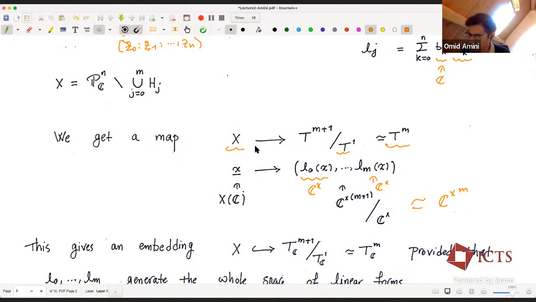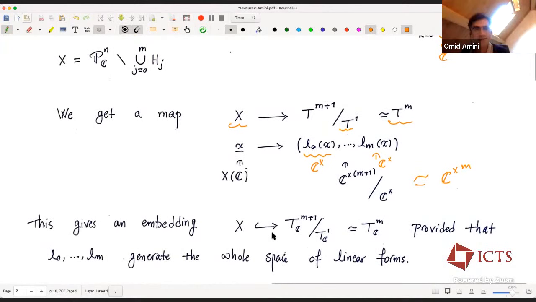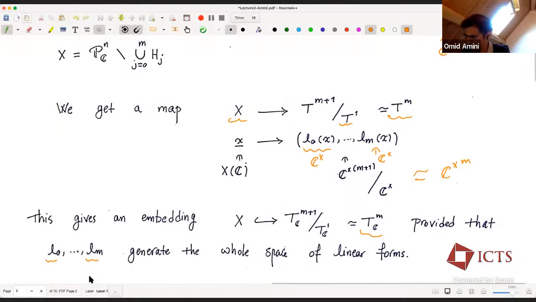Okay, so this map is not always an embedding, but it gives you an embedding of the complement of the hyperplane arrangement. It means that it defines a subvariety of this torus of dimension m if and only if these linear forms, which define the hyperplanes, generate the whole space of linear forms. If they don't generate the full space, then you can reduce the dimension: they live actually in a smaller space, and then you have to go to that space and take the complement of the hyperplane arrangement inside that space. Anyway, we can assume that L0, ..., Lm generate the whole space of linear forms. And in this case, we get an embedding.